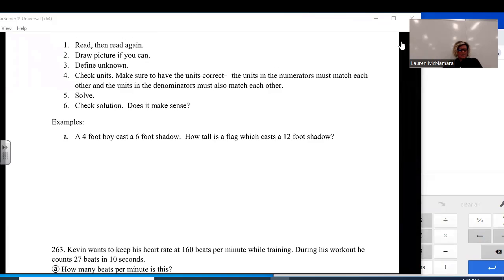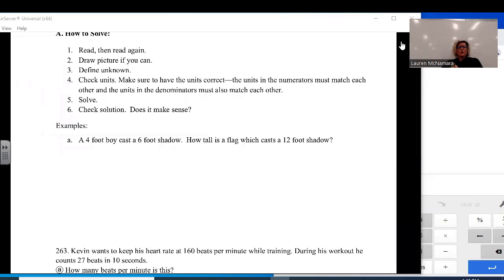All right, let's look at this first example. A 4-foot boy casts a 6-foot shadow. How tall is the flag which casts a 12-foot shadow? In this case, I am going to draw a picture because I can. Here's my boy. Here's his shadow. So he is 4 feet, and the shadow is 6 feet. And then it says, how tall is a flagpole or a flag which casts a 12-foot shadow?